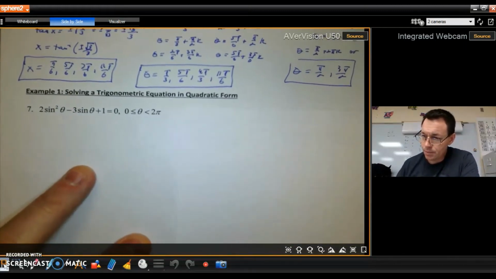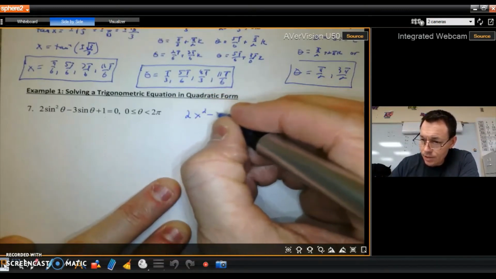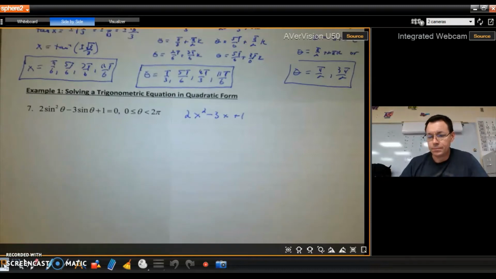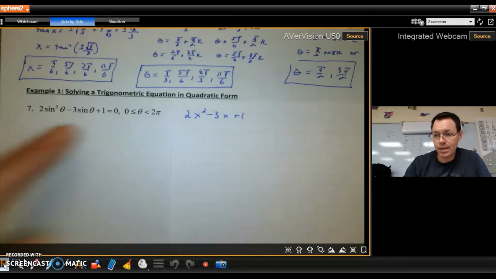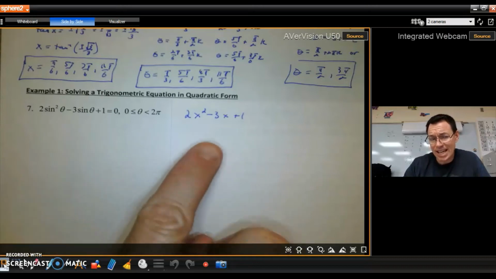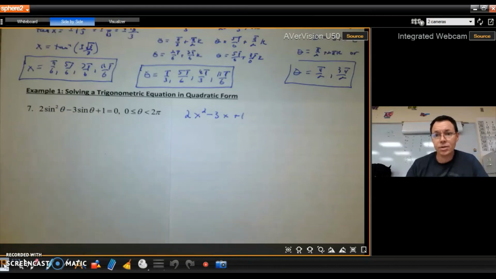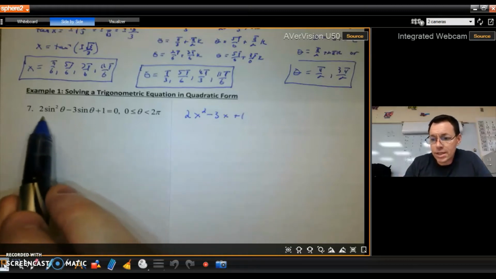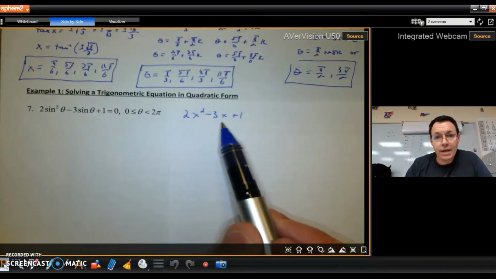I'm going to use a different piece of paper here, something like this. 2x squared minus 3x plus 1. Okay, it's quadratic. It's got a squared term. It has what we call a linear term, and then it's got a constant. So that's what they mean by quadratic form. And this solves exactly like this. In fact, if there's too much going on here, you've got squares, things that aren't squared, numbers, trig functions, you can always rewrite it in terms of x, and then you can solve this.